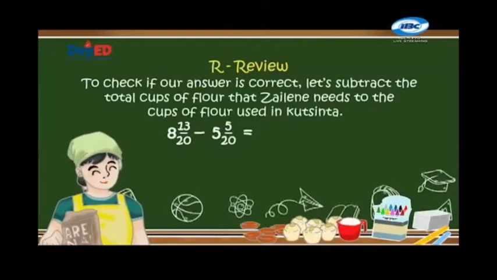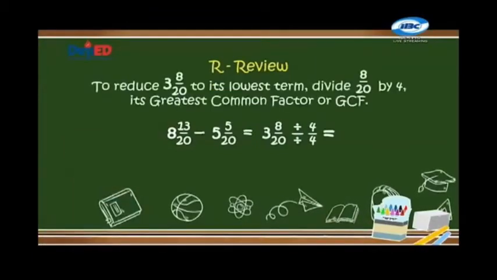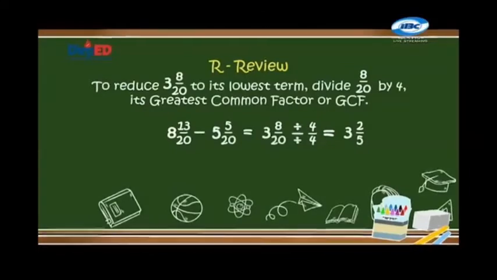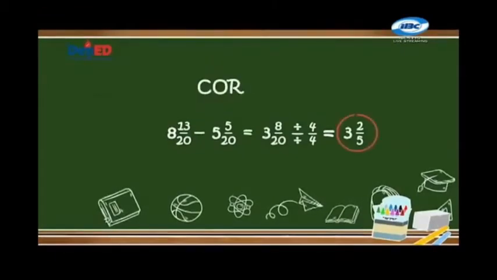And to check if our answer is correct, let's subtract the 5 and 5/20ths cups of flour used in kuchinta from the total cups of flour that Xylene needs, 8 and 13/20ths. We have 3 and 8/20ths. To reduce 3 and 8/20ths to its lowest term, divide 8/20ths by 4, its greatest common factor or GCF. We have 3 and 2/5, which is exactly the number of cups of flour that Xylene needs to make puto. That means our answer is definitely correct.